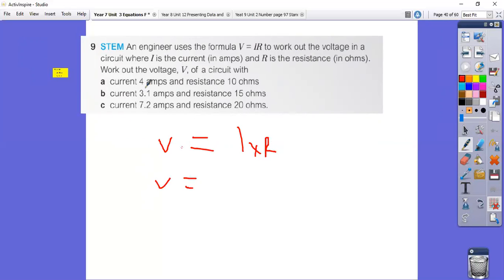So V would be 4 times 10 to give you 40. So the voltage would be 40 when the amps is 4 and the ohms is 10. So again, you do the same for part B and C.